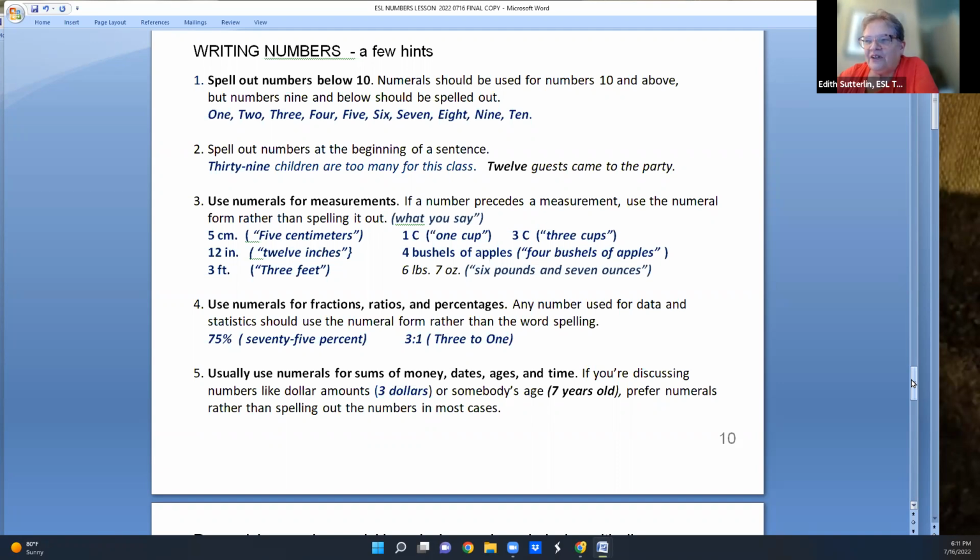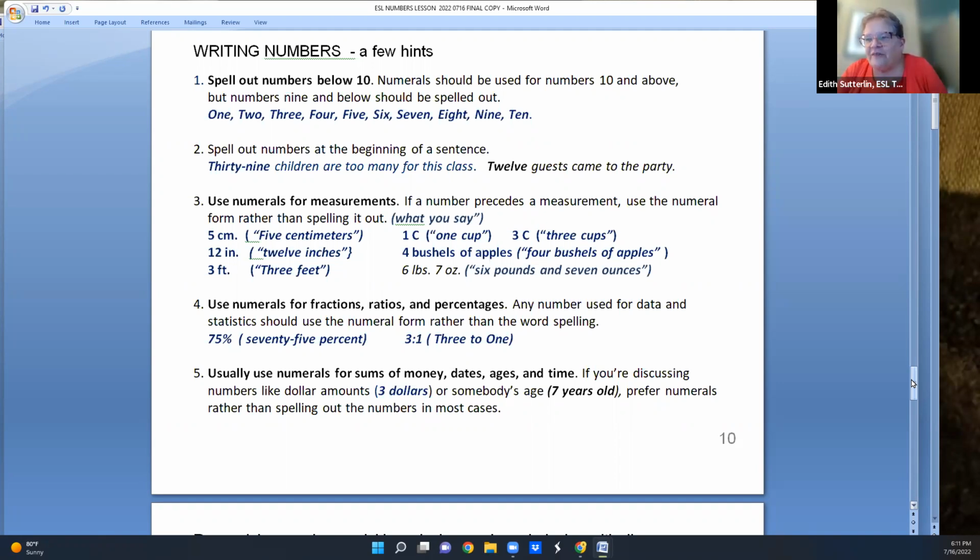1 cup or 3 cups. Notice it comes with a capital C. Sometimes there's a period after it. 1 cup, 3 cups. 4 bushels of apples. So even if the unit of measurement is not like a measuring cup, but a description like a bushel basket, 4 bushels of apples.